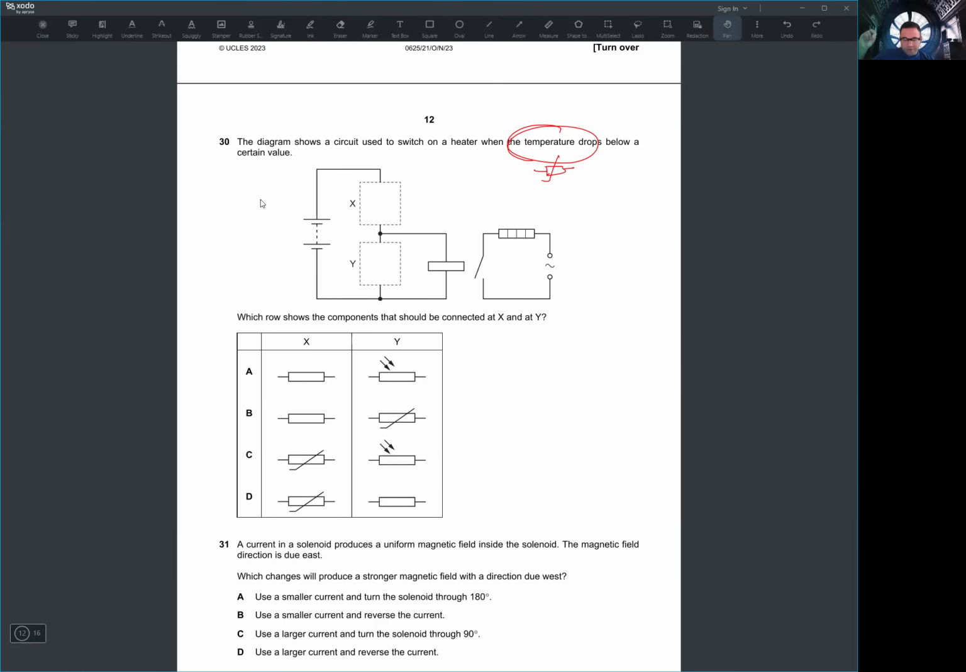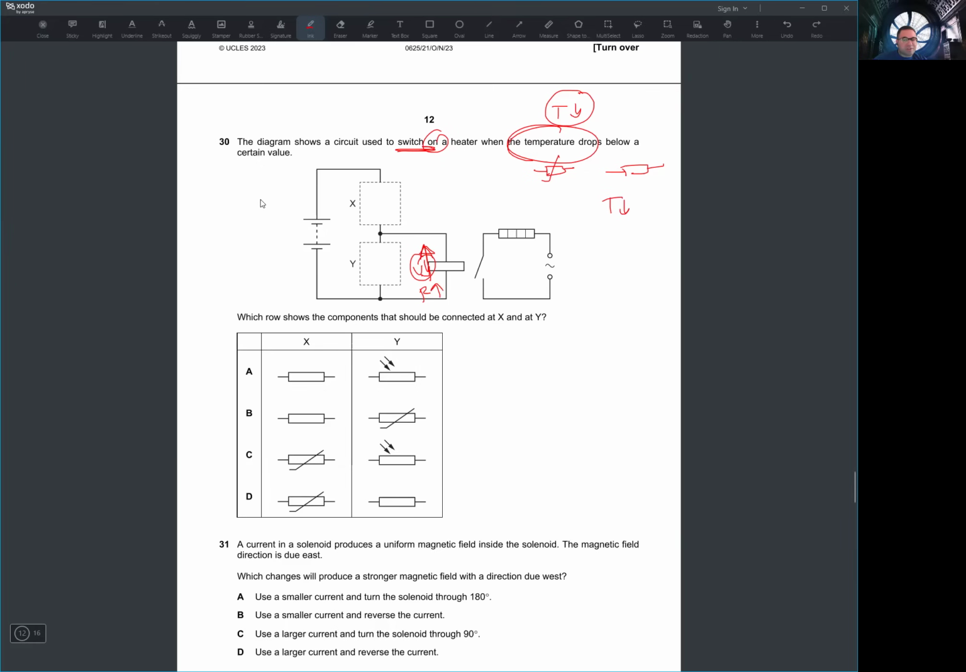Which row shows the components that should be connected to X and Y? One of them is a thermistor, the other has to be fixed, so that the ratio between them is fixed. When the temperature decreases, we want the voltage to increase, to switch on the heater. So when the temperature decreases, we want the voltage across the switch, so across the relay, to increase. So the relay works, which means we want the resistance here to increase.